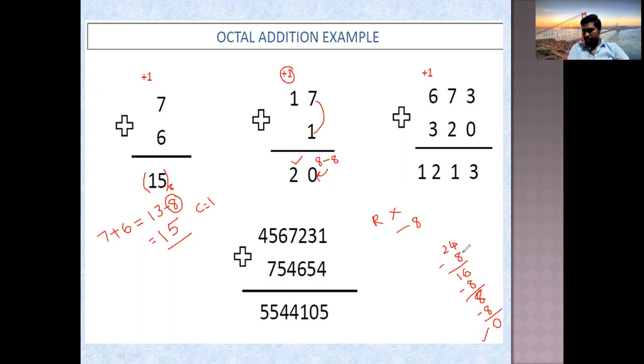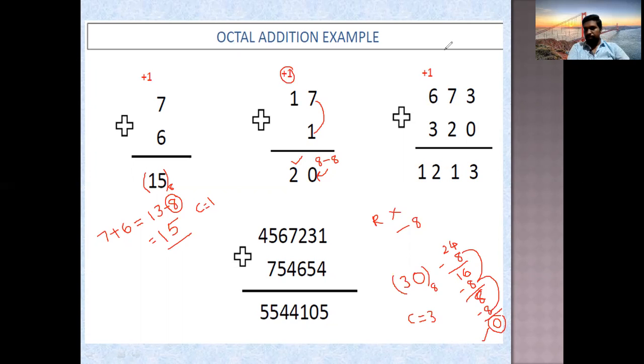Therefore, how many 8s did we subtract? 1, 2, 3. After 3 subtractions of 8, we got the result within the range. Therefore, the carry value is equal to 3. So what is the answer here? The original answer is 0 and the carry value is 3. Therefore, 30 base 8 is the answer. Like that you should write. You need to count how many 8s we subtracted in order to bring the original result into the range.